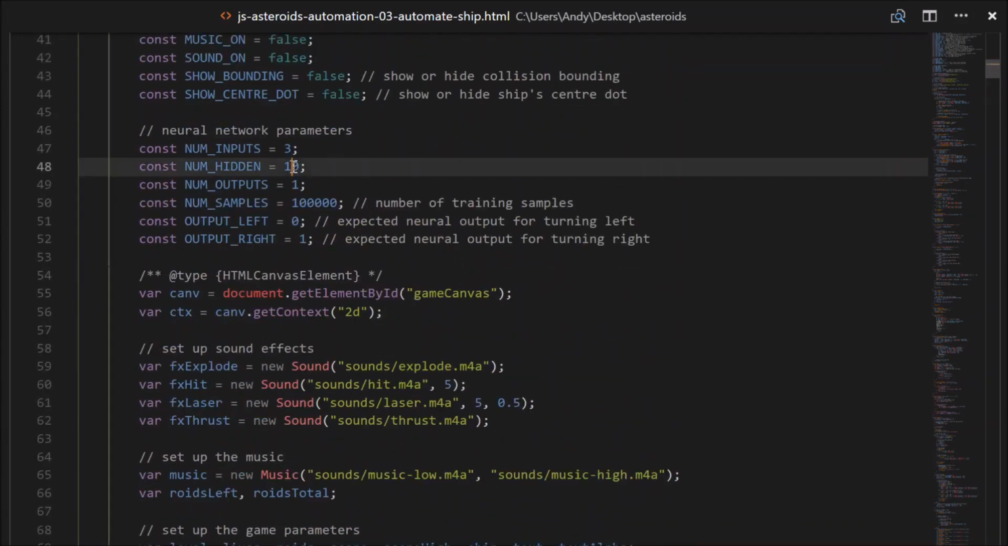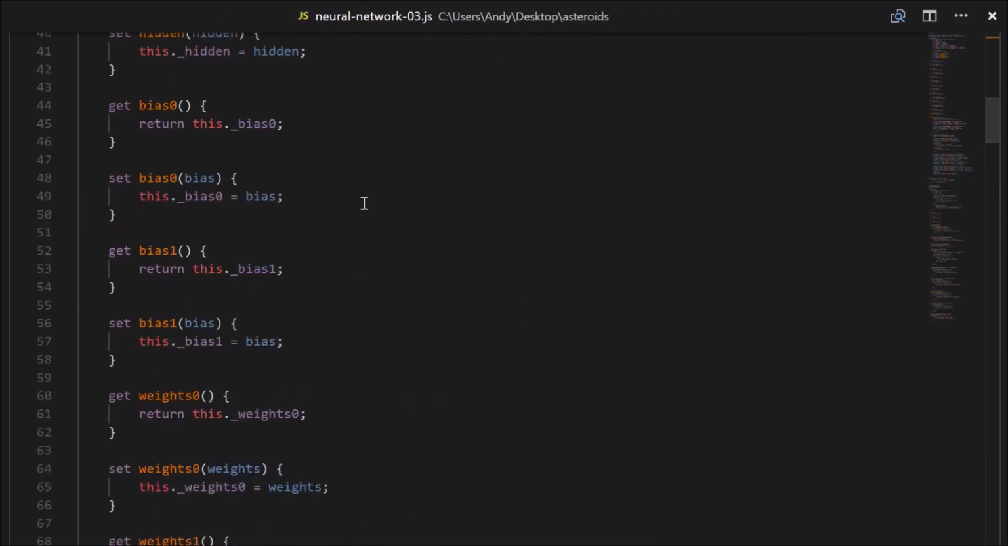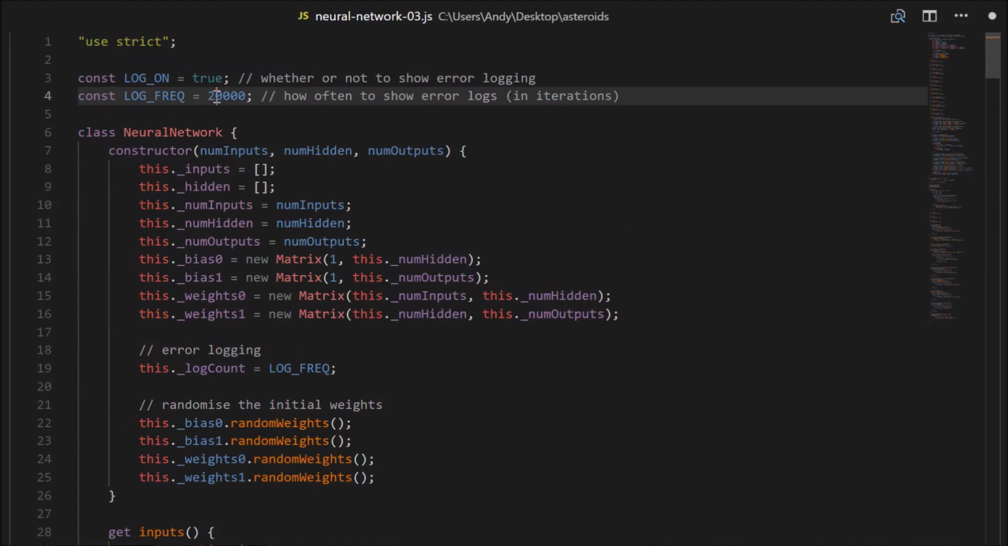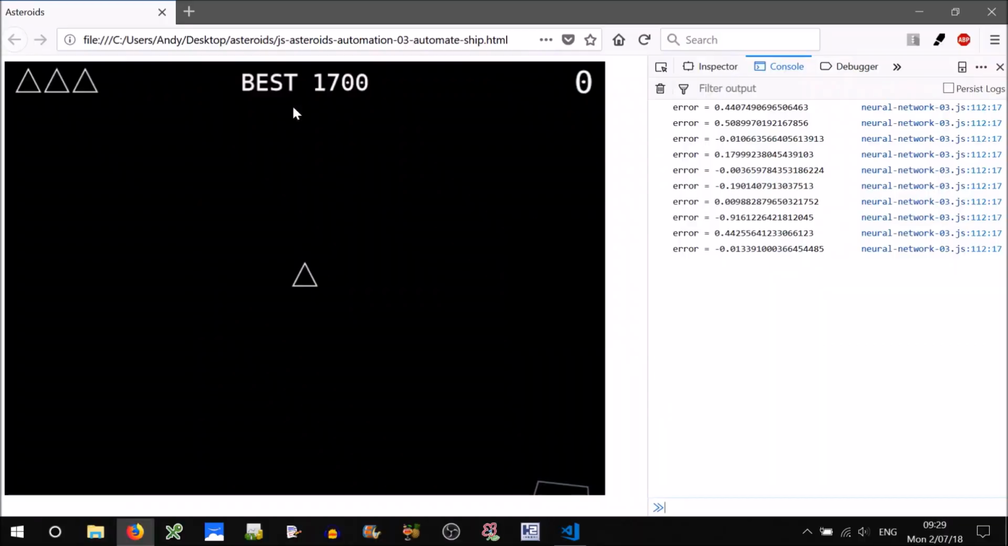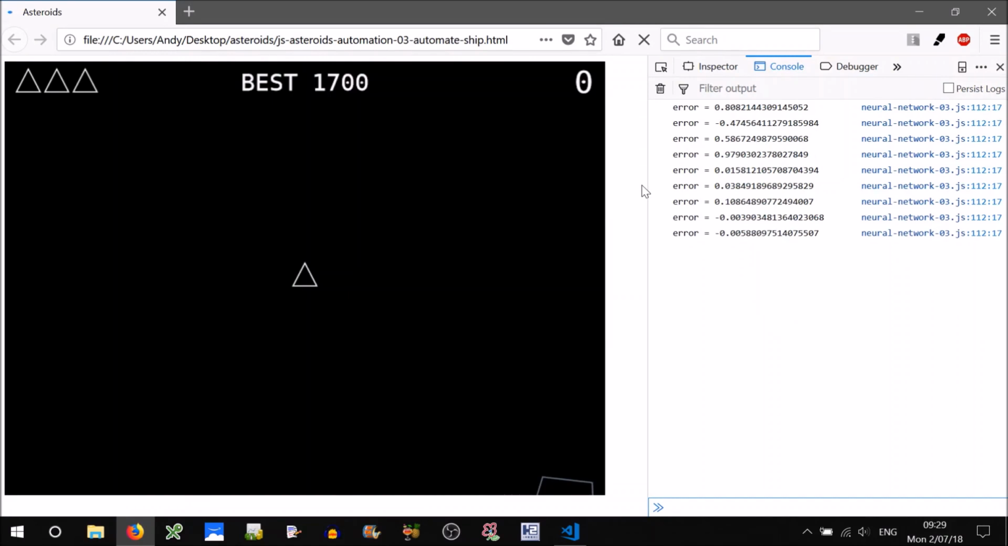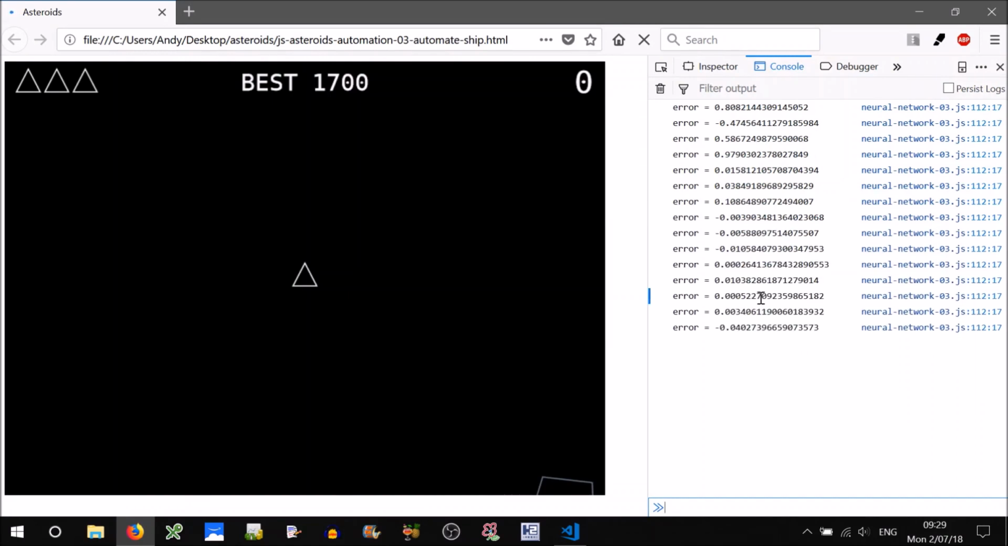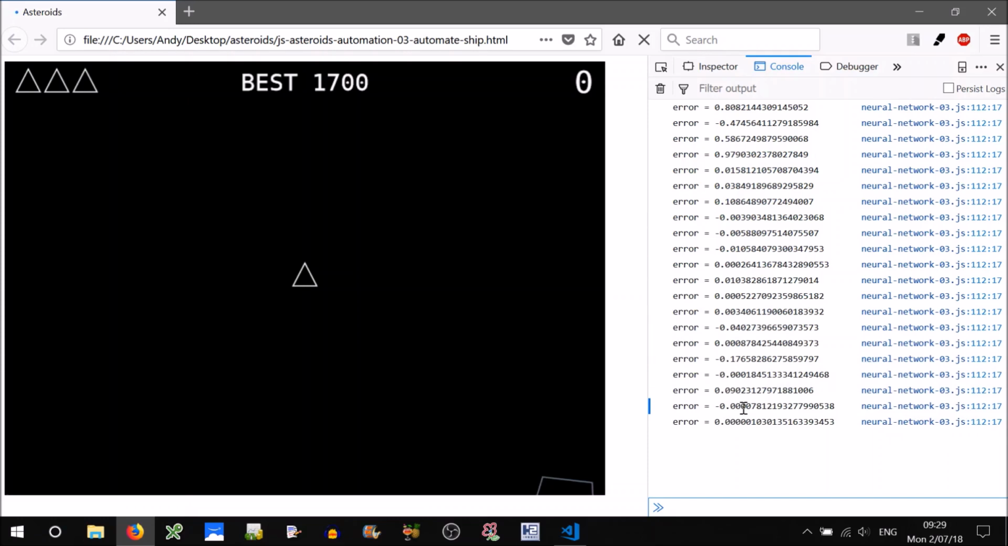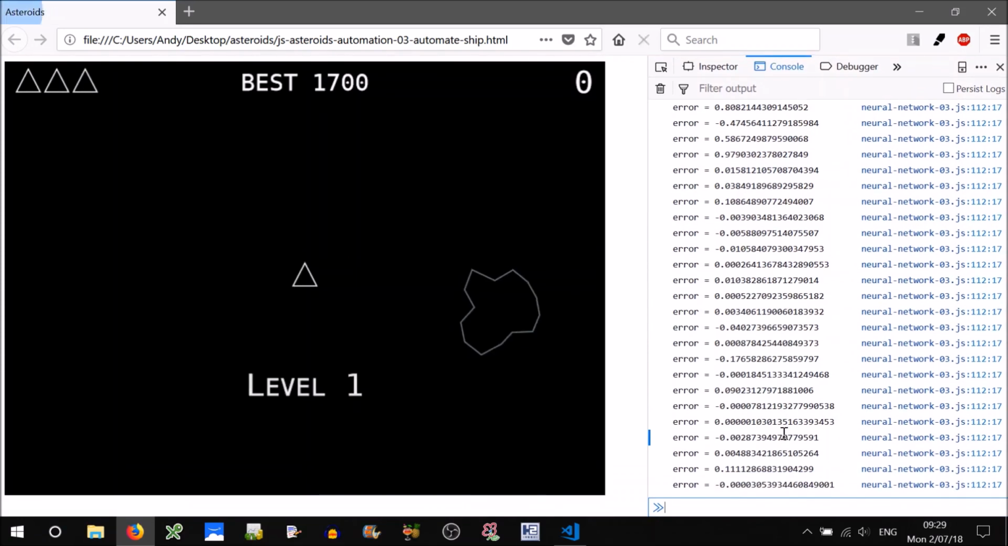So how about we bump up the number of hidden to say 20, and we'll set our number of samples to say 500,000. Just while we're here, we may as well change the amount of logging. Let's change that to say every 20,000 instead. Okay, let's give that a go. So it's a bit slower because we've got more hidden neurons, but it does look like it's getting better. The errors aren't too bad, are they? Look at that one down the bottom, very close to 0. So I think we've done quite well with that.